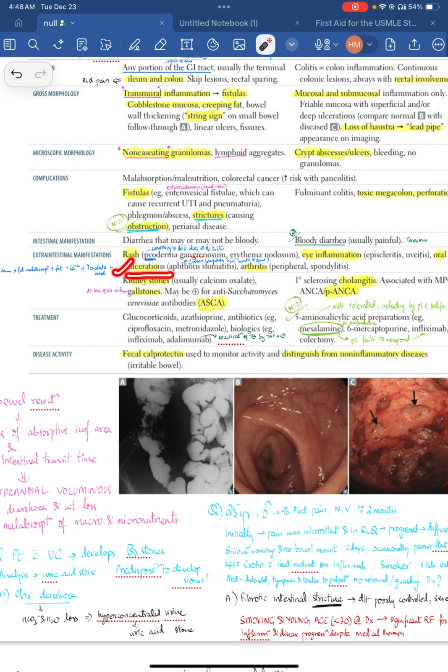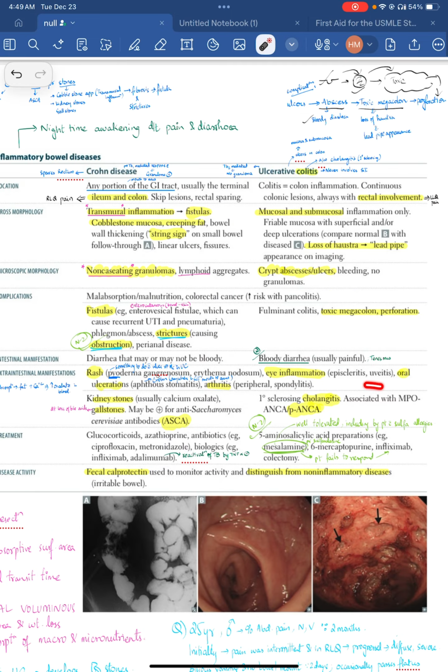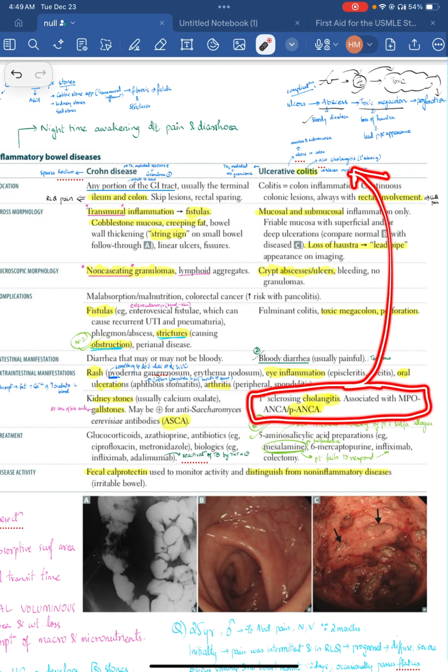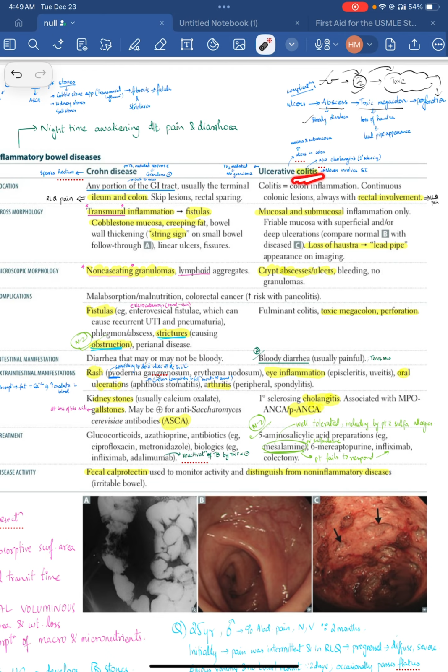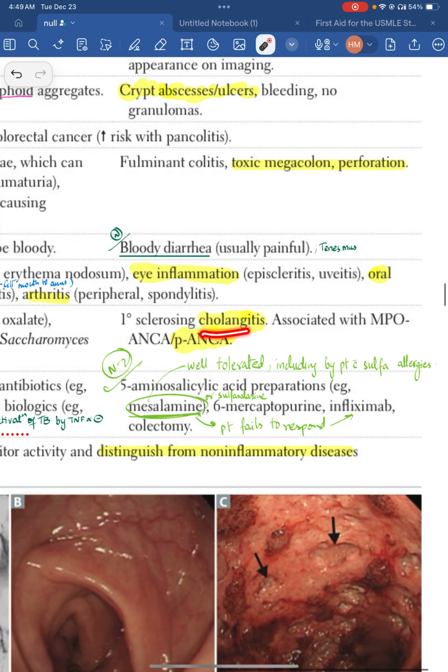Ulcerations are mostly present in Crohn's disease. From mouth to anus, you can have an ulcer anywhere, like aphthous stomatitis. Next is a specific manifestation of ulcerative colitis, that is cholangitis. I just said that colitis and cholangitis sound very similar. That's why I have placed it here.